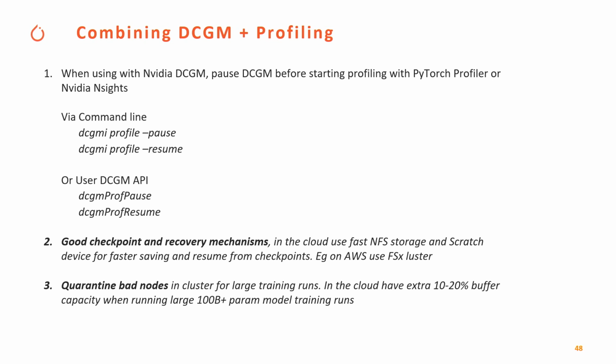Another thing to consider is to quarantine the bad nodes across the cluster. In the cloud, one of the recommended best practices is to have an extra 10 to 20 hot spare buffer capacity when you're running larger 100 billion plus parameter model training runs.